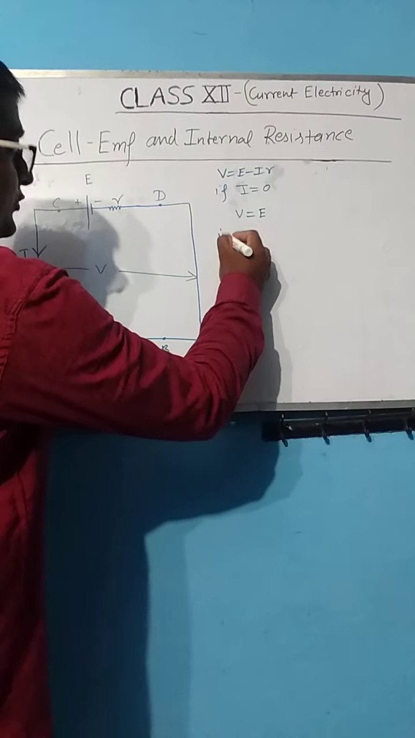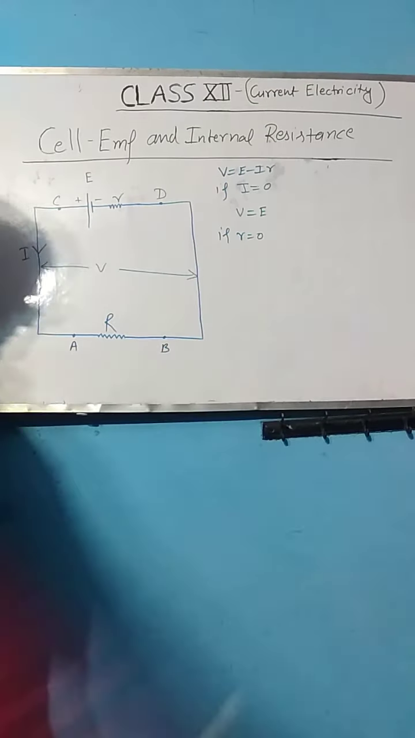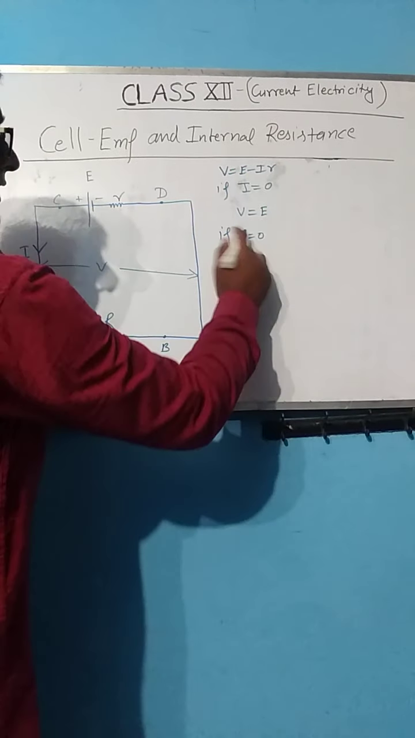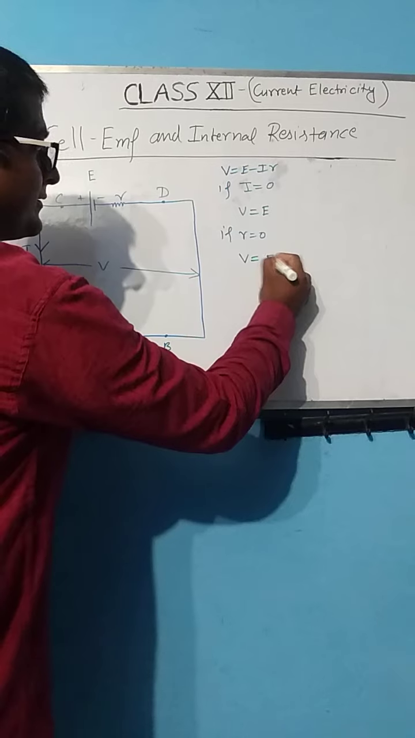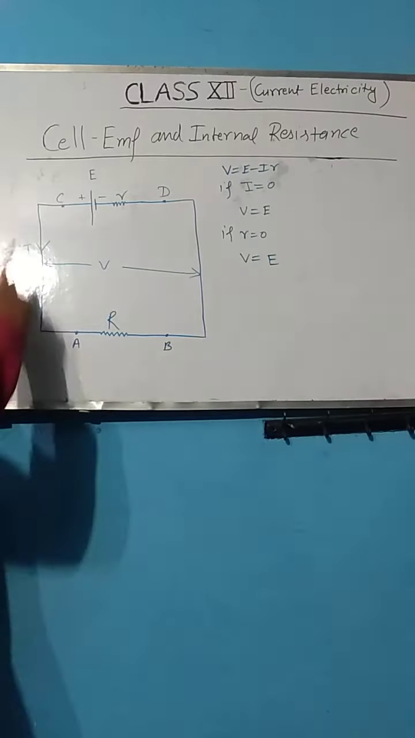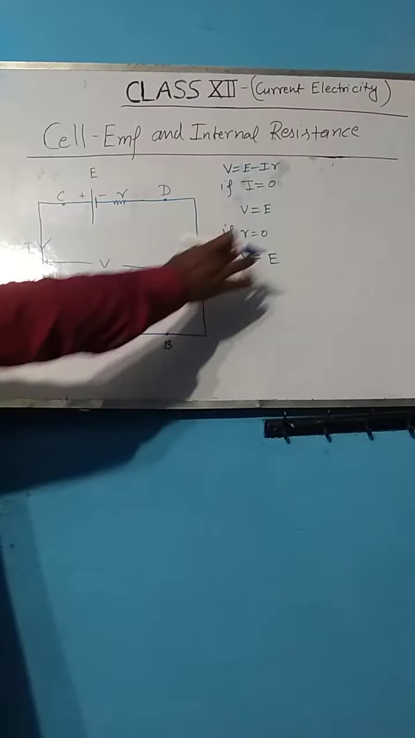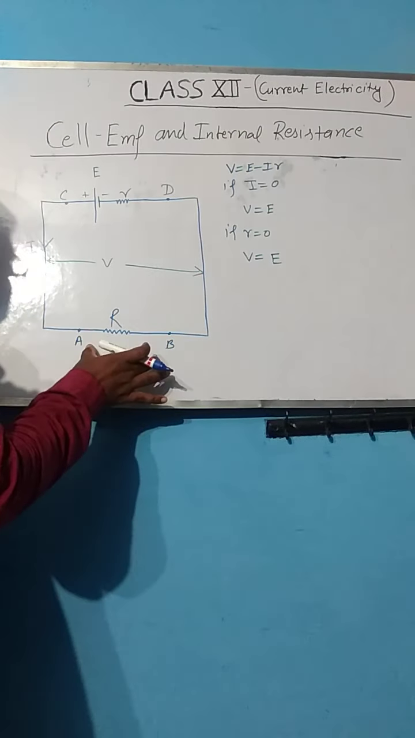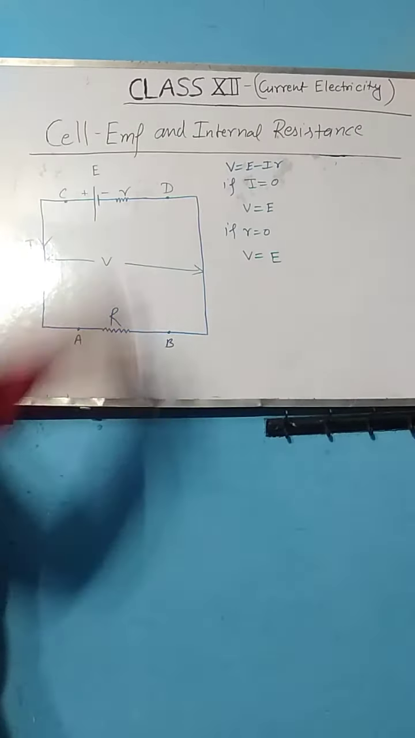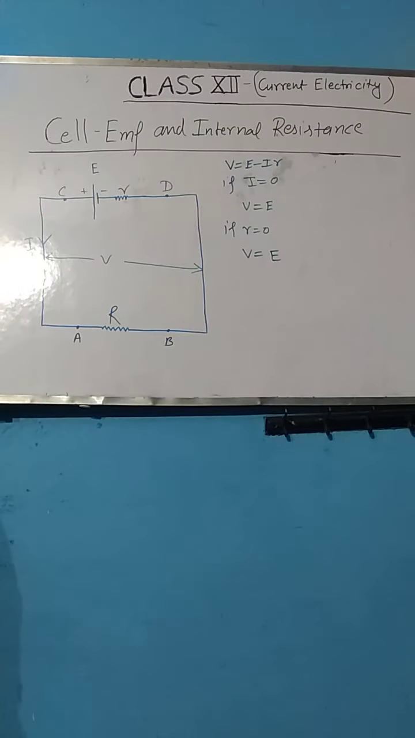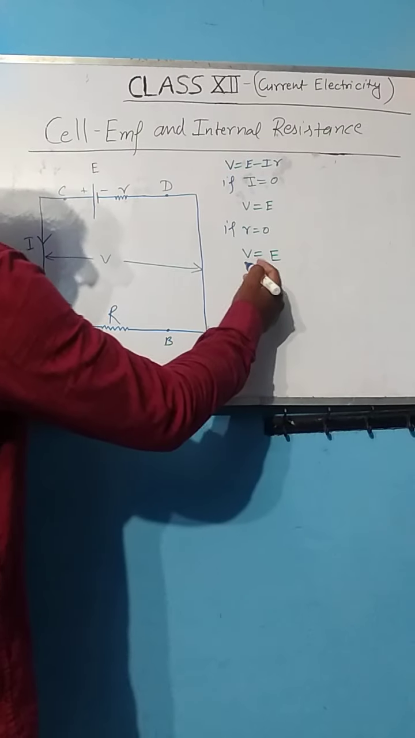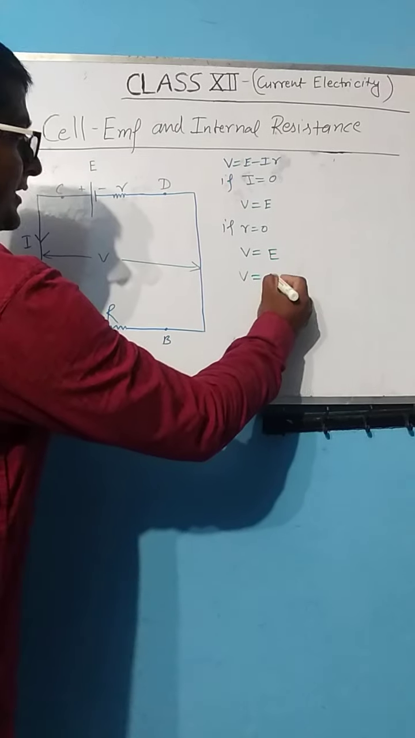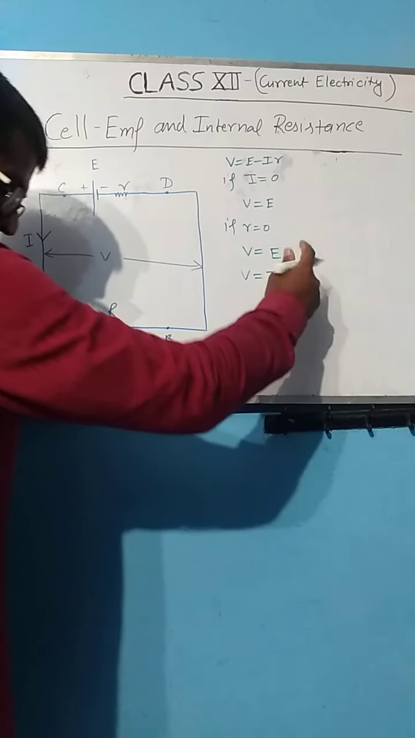If r equal to 0, then also V equal to E. I equal to 0 means no current flows. r equal to 0 means the internal resistance of the cell is 0, so all the potential difference across the external resistance equals the EMF of the cell. So we note that if r equal to 0, V equal to E.